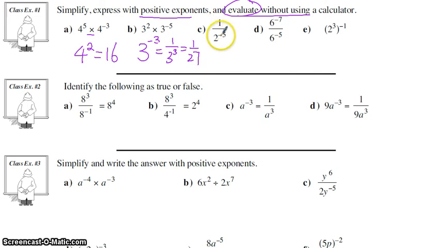Next one, negative exponent, what do you do? You flip to the top. So this one just goes to the top. And 2 to the power 5 is 32, okay?